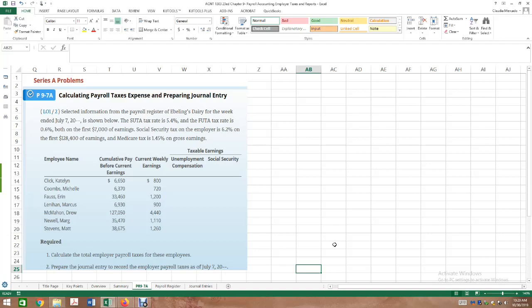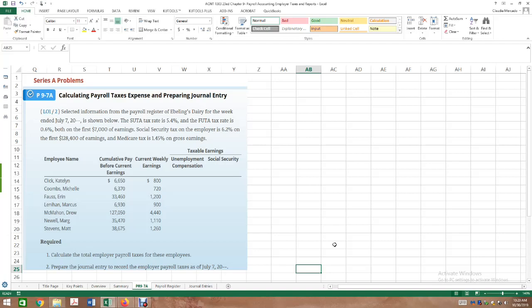Let me just grab a piece of paper here so I can work this problem out. I've got a copy of the problem because I don't like to be flipping. Okay, so the problem says, selected information from the payroll register of Ebbeling's Dairy for the week ended July 7th is shown below. The SUTA tax rate is 5.4% and the FUTA tax rate is 0.6%, both on the first $7,000 of earnings.